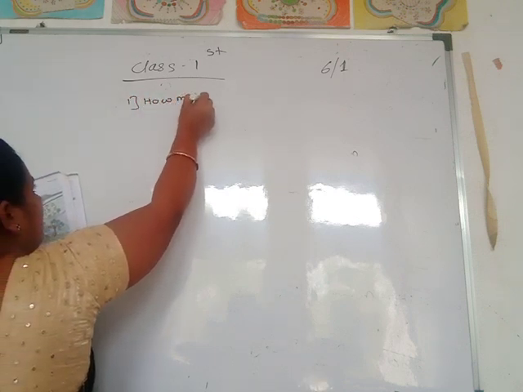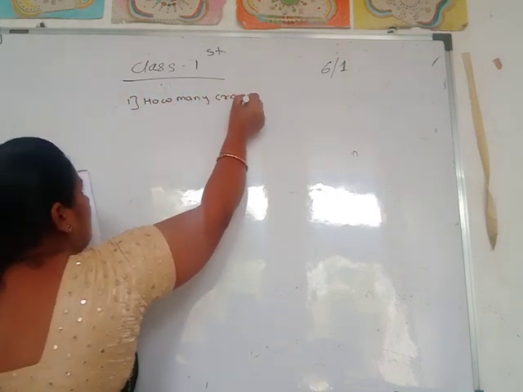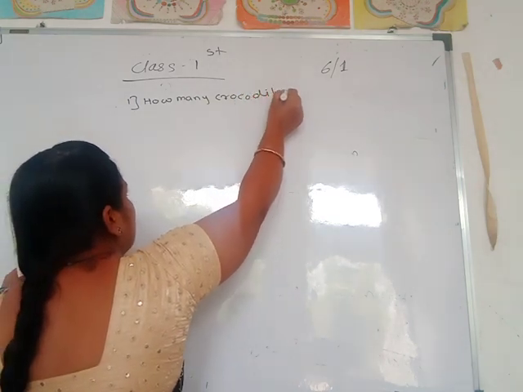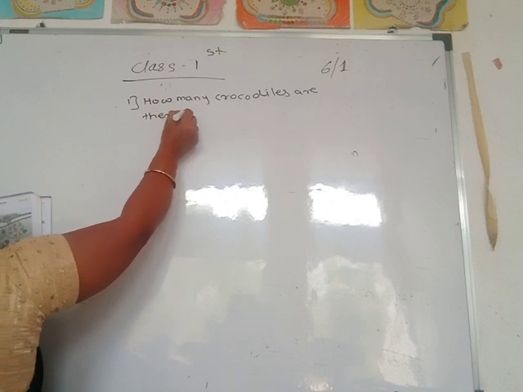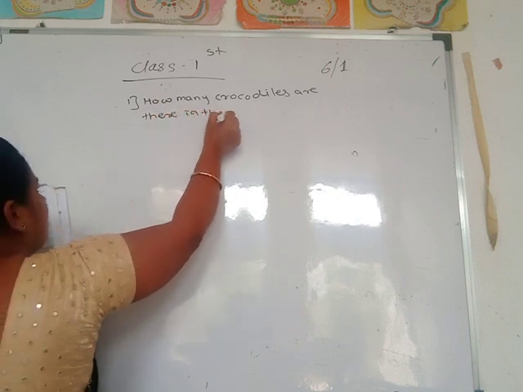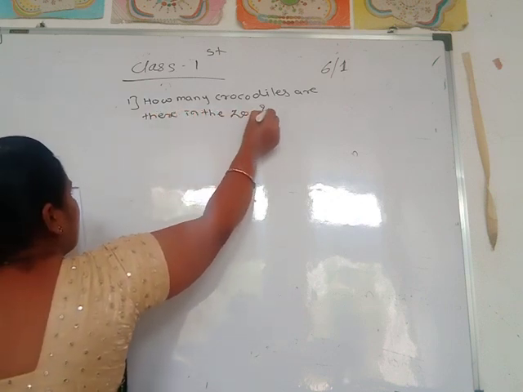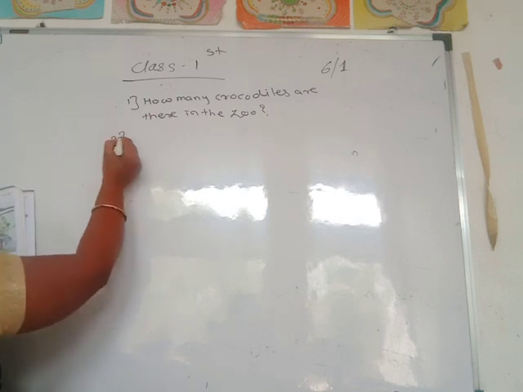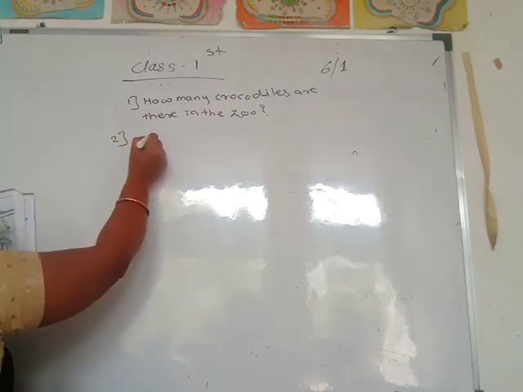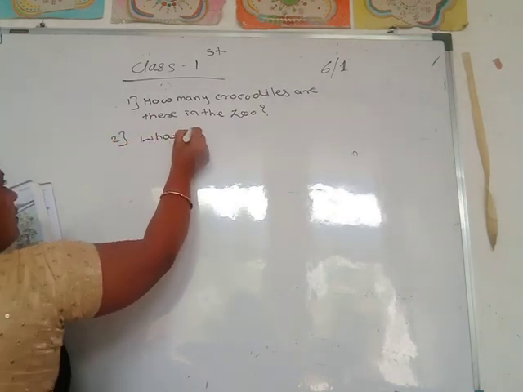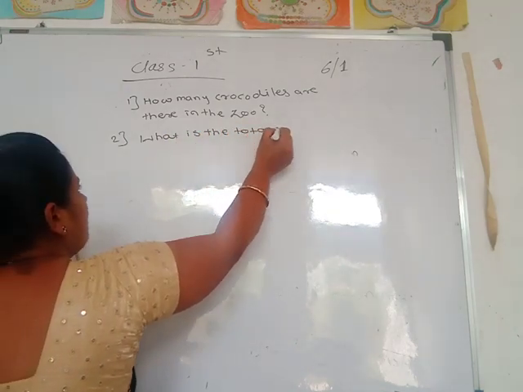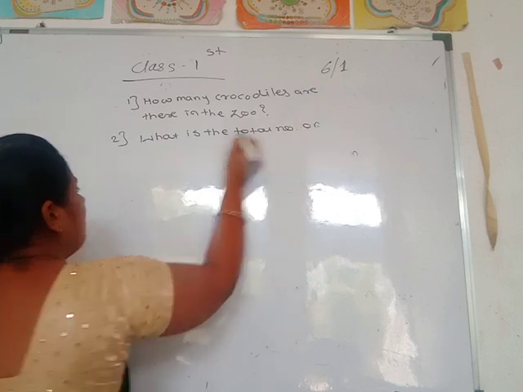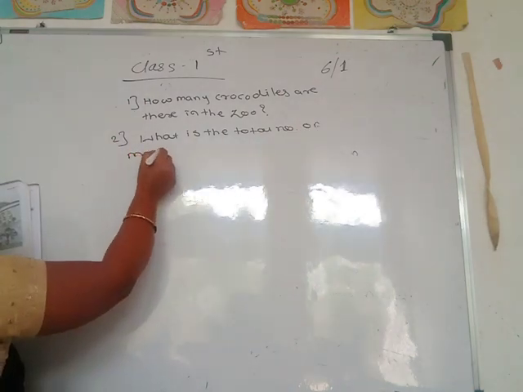How many crocodiles are there in the zoo? Second question, what is the total number of monkeys and deer?